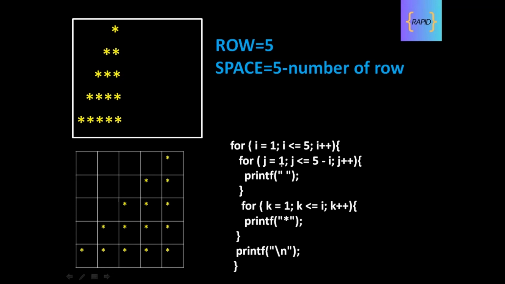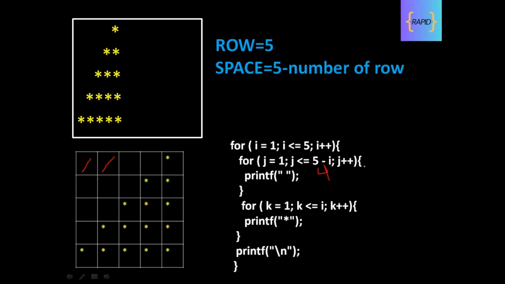So j equals 1 and j is less than or equal to 5 minus i. You can see here we are implementing our space formula. For the first row i is 1, so 5 minus 1 is 4. j is less than or equal to 4, it is true. So it will print one space for us. And now it will increase j by 1 and now j is 2. And again this condition is true, so it will again print one space.